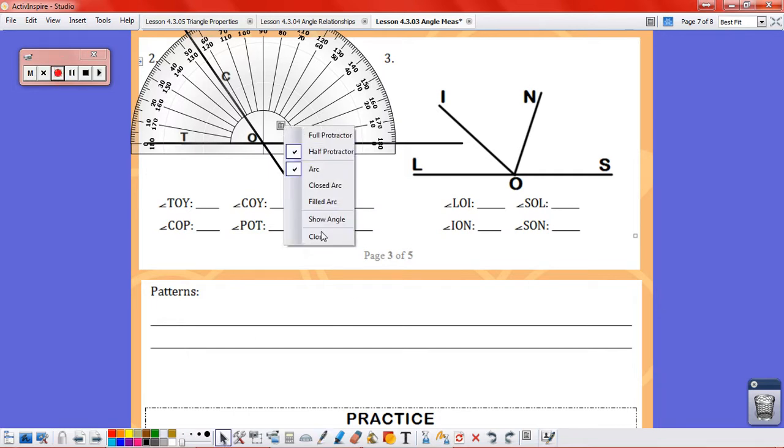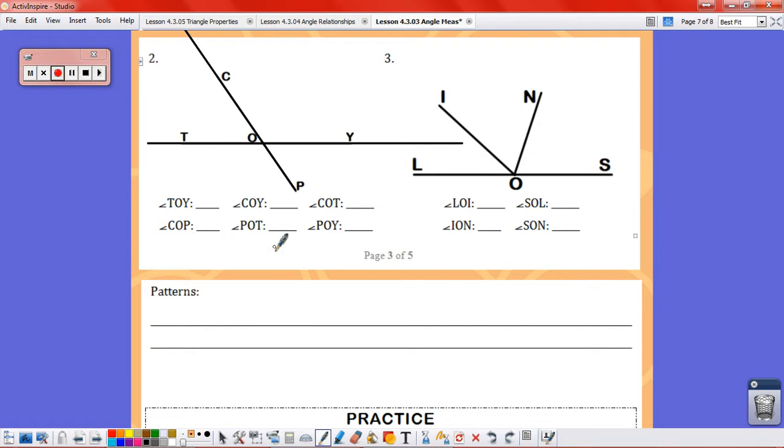And I actually don't need to measure any of the others. If I know that this is 55, I know that this is 125, and then this is 55, and then this is 125. And the kids actually measure this. TOY is 180, but we're trying to learn why that happens. That's why I want kids to pick up on the patterns themselves.